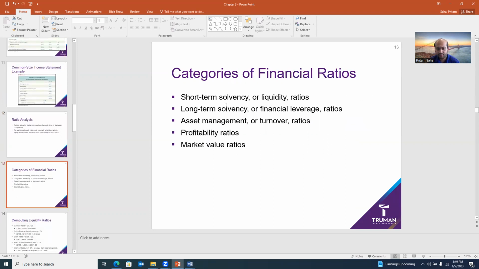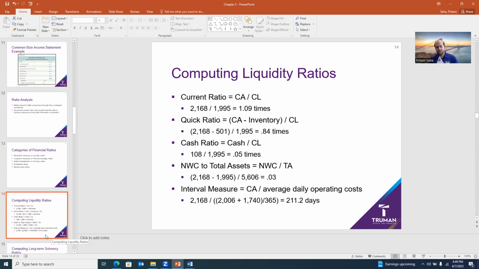So these are some categories of ratios which you're going to learn in this class. The first important ratio is the liquidity ratio. So what is the liquidity ratio? Liquidity ratio gives us an idea about the firm, how liquid they are to pay their short-term or current liabilities. There are different liquidity ratios: current ratio, quick ratio, cash ratio.